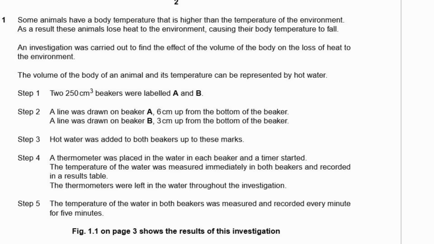So step 1, 250 centimeter cube beakers were labeled A and B. Step 2, a line was drawn on beaker A, 6 centimeters up from the bottom of the beaker, and a line was drawn on beaker B, 3 centimeters up from the bottom of the beaker. So we have 2 beakers, beaker A and beaker B. On beaker A we have a line drawn at 6 centimeters, and on beaker B a line at 3 centimeters. Hot water was added to both beakers up to these marks.